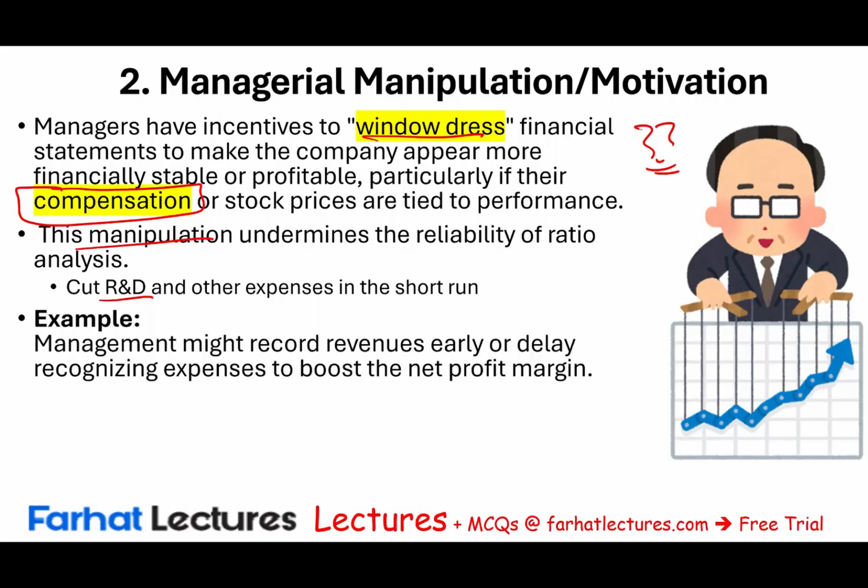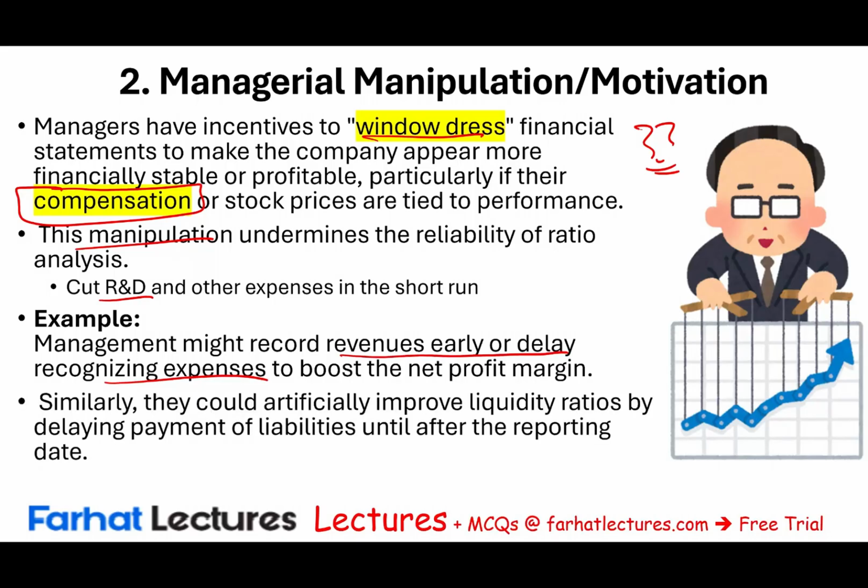to have more breakdown. So management might record inventory early or delay expenses to boost net profit margin in order to boost earnings per share. At the same time, they could artificially improve liquidity ratios by delaying payments of liabilities after the reporting period. So they could do different things, manipulating the figures by making those judgments.